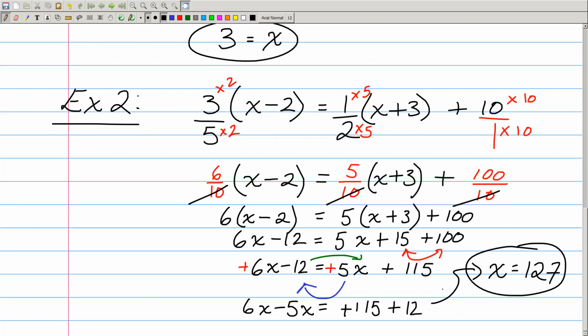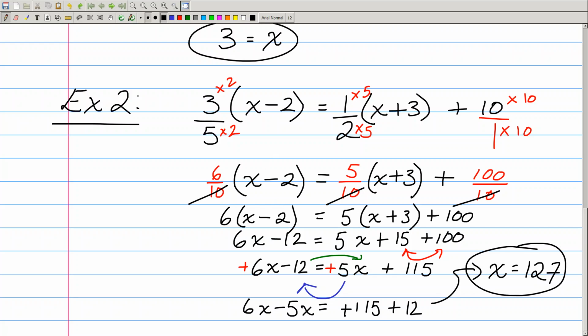Okay, and as an additional step, what you can do is plug 127 into your original equation, the one that you started with, and check that the value you get on the left side is equal to the value you get on the right side. Now we're not going to do that here.